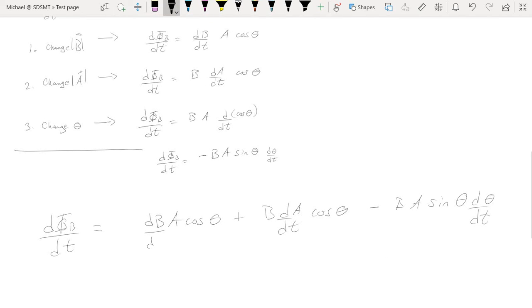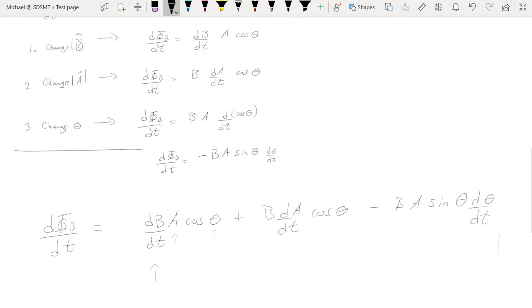One method, oops, forgot the dt here. One method would be change in magnetic field. Another is change in area, and then the third is change in angle. And what we do is, for any given moment in time, we look at the rate at which each value is changing, but then we have to use the instantaneous values of the other two variables when we evaluate this.